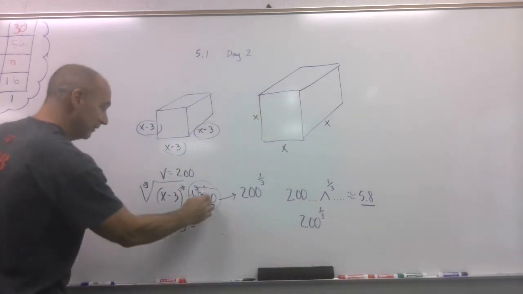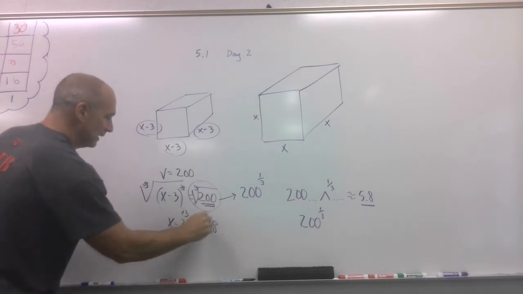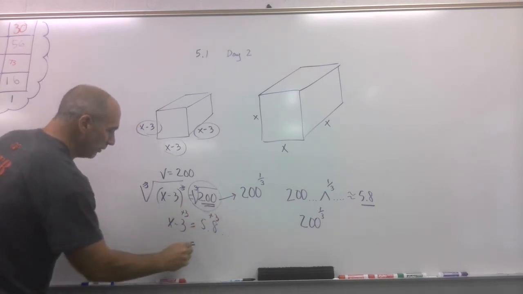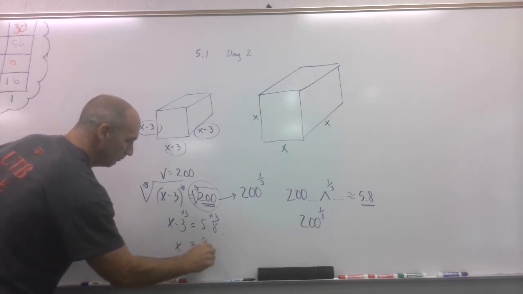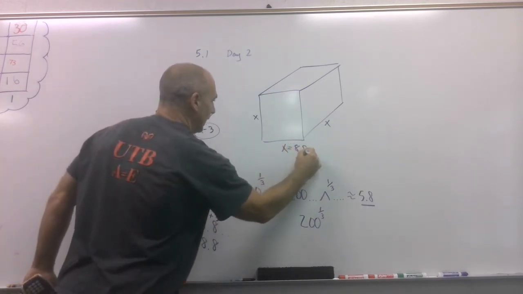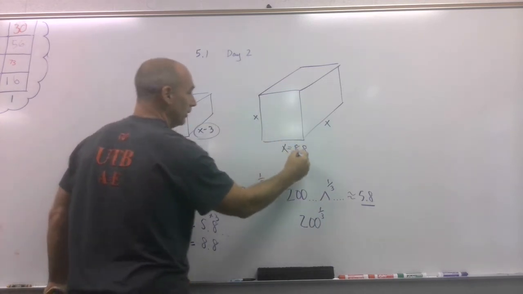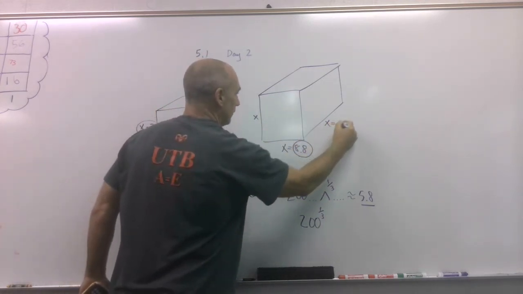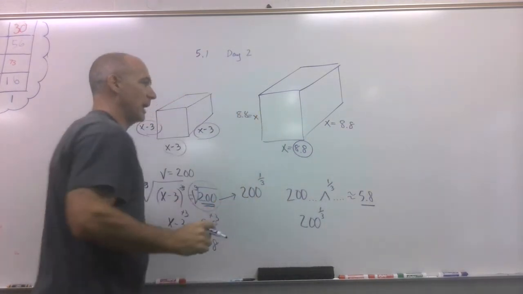Now that's what this is. So that's 5.8. So I got to add 3, so I get x is, well, that'd be 8.8. So I know this is 8.8. Now if I'm being asked to find the volume of the larger cube, then I got to multiply this by itself, and then multiply it by itself one more time.